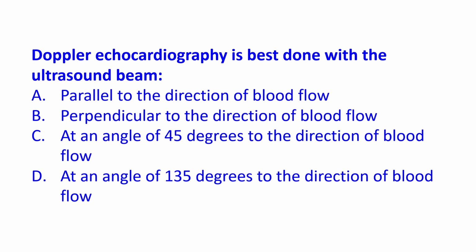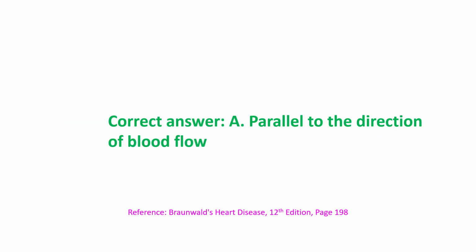Doppler echocardiography is best done with the ultrasound beam: A, parallel to the direction of blood flow; B, perpendicular to the direction of blood flow; C, at an angle of 45 degrees to the direction of blood flow; D, at an angle of 135 degrees to the direction of blood flow. Correct answer: A, parallel to the direction of blood flow.